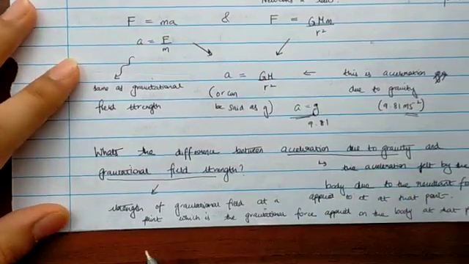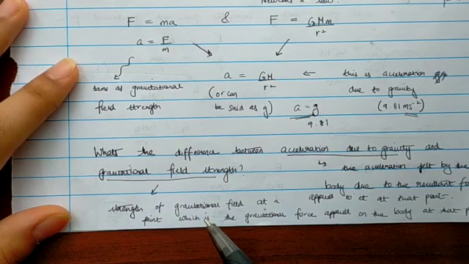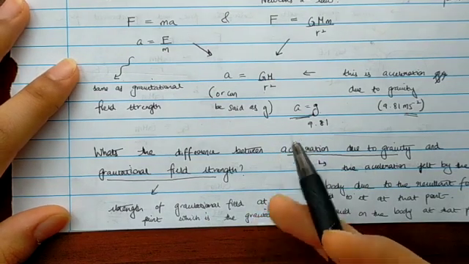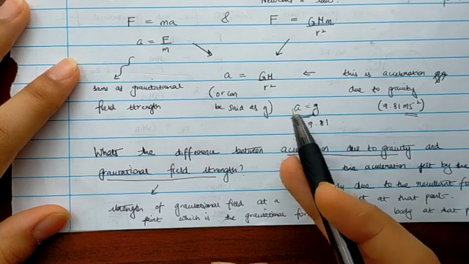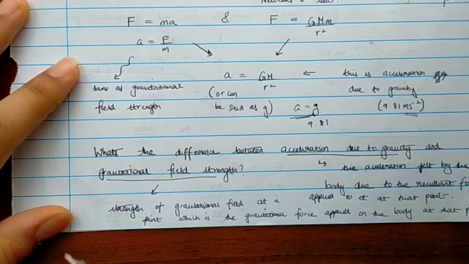So here is again something that I've written down. What is the difference between acceleration due to gravity and the gravitational field strength? Well, they are the same number. They are both constant, 9.81. But when we define these, we define them a little bit differently.